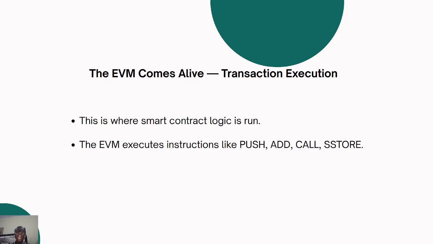When the transactions are added to the block, the EVM, which is in the execution client, now comes alive, because the consensus clients are attesting to the fact that this transaction is legit, we are good to process it. So this is when the smart contracts start to play, such that the address you placed on your wallet, now the transaction is happening. Whatsoever is happening after that point is your smart contract. This is where the smart contract logic is run. So the EVM executes instructions like push, add, call, and store.